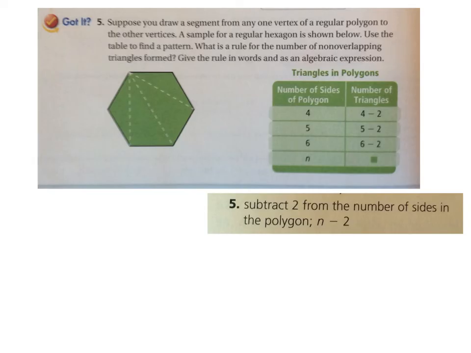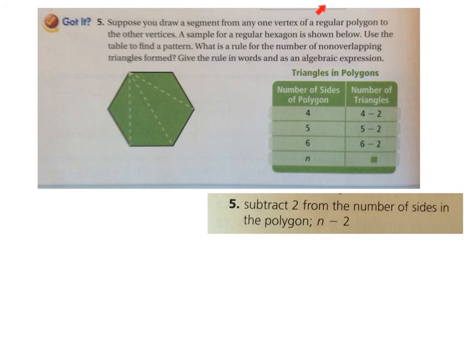So here we go, looking for a pattern in this one. Suppose you draw a segment. So by the way, we've got a hexagon here. A segment is a line from one vertex to another. Suppose you draw a segment from one vertex of a regular polygon. Little definition piece there. Regular polygon, by the way, means a polygon, that's right, a closed multi-sided figure, that all the sides are equal in length and all the angles are equal.